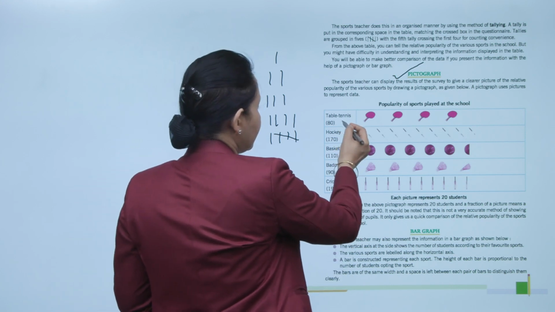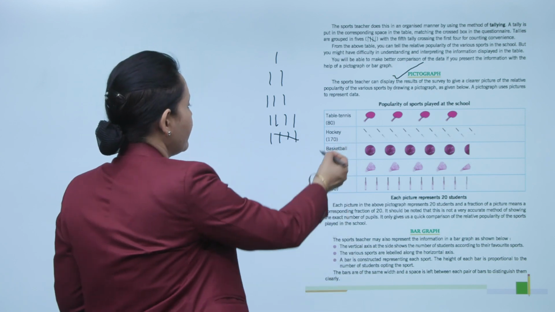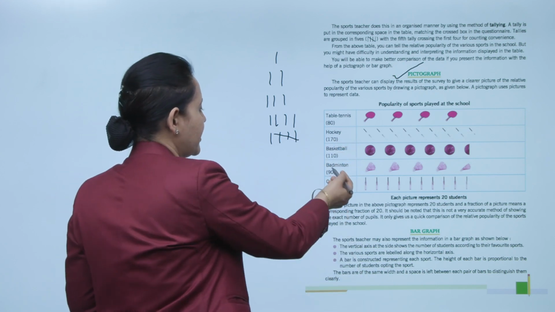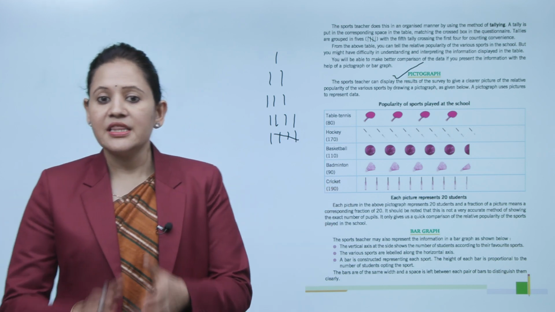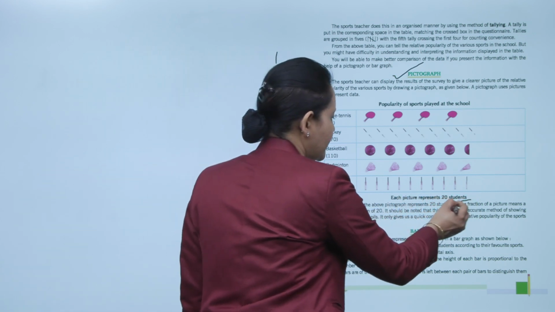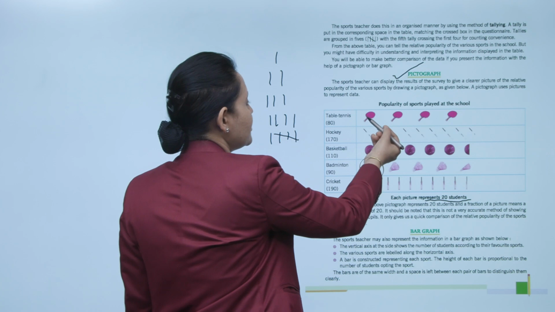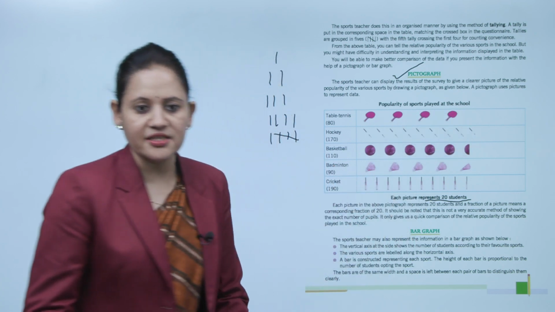So, table tennis 80, hockey 170 students, basketball 110, badminton 90 and cricket 190. Here, each picture represents 20 students. That means 20, 20, 20, 20, total 80 students, like this.